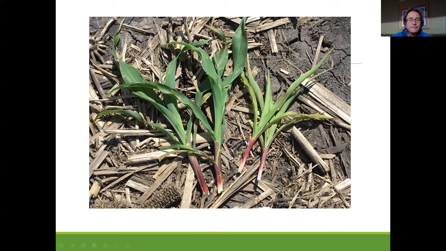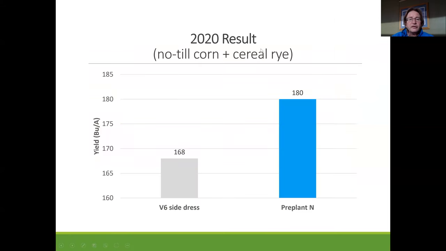These photos were taken. On the left is the picture of the urea AMS combination applied pre-plant or post-planting. And then on the right is plants from the check scenario, where the farmer's standard practice is that he just side dresses ammonia at the V6 stage. He did this in two fields, and here's results from the first field.